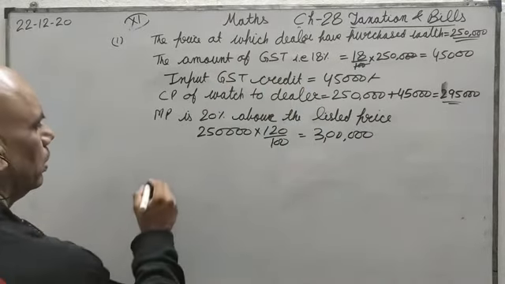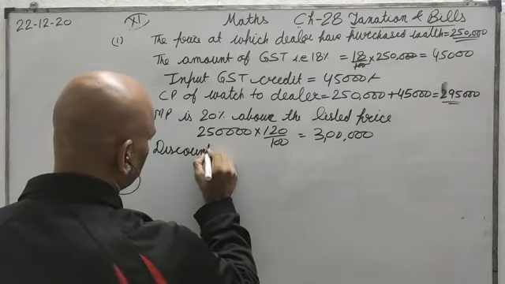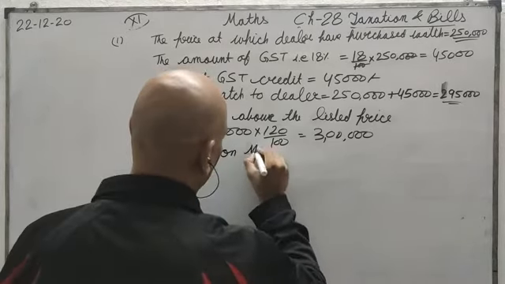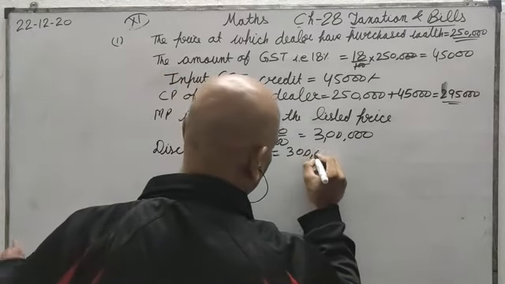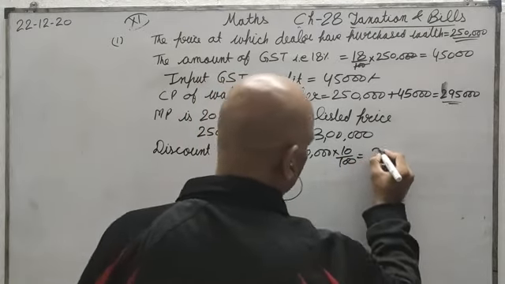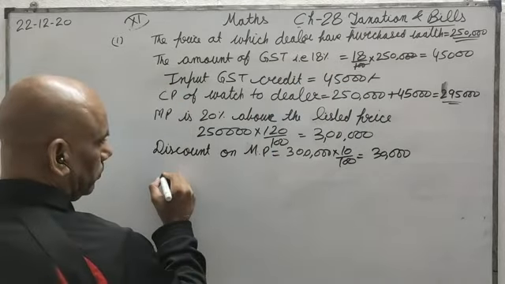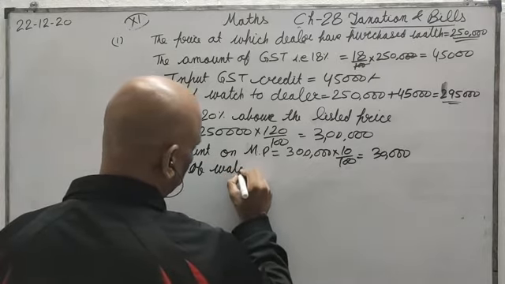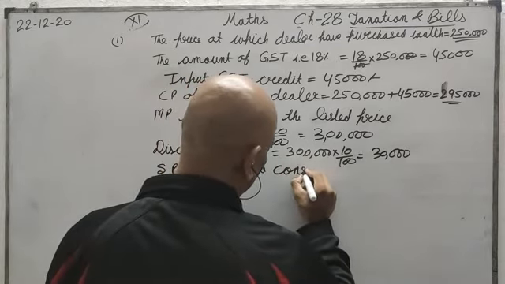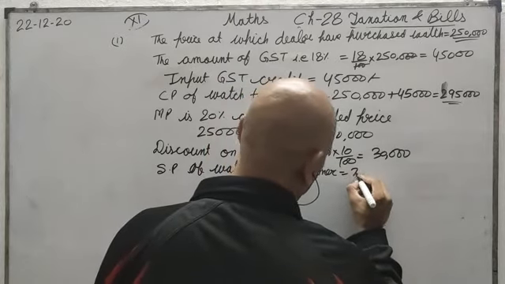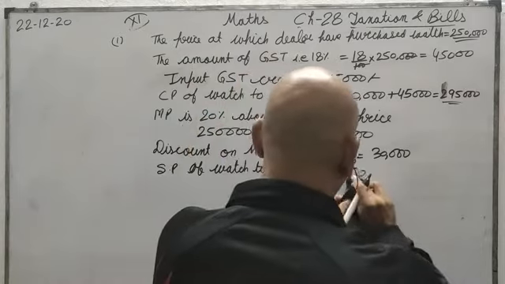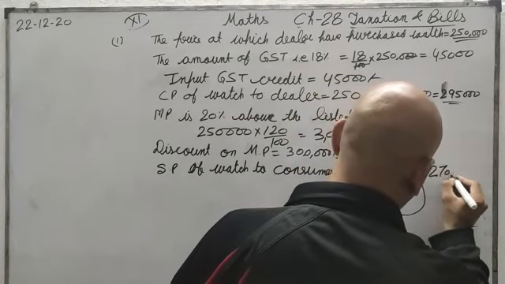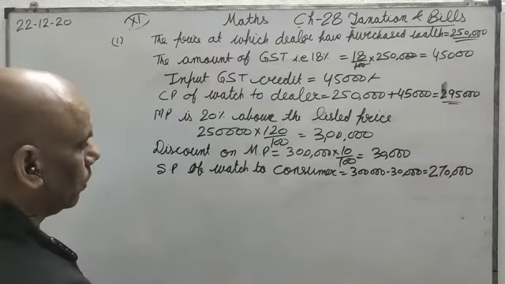So we got 3 lakh will be the marked price, and discount on listed price, discount on marked price, ये तो marked price कर दिया उसने। 3 lakh पर 10% discount, so 30,000 rupees का डिस्काउंट चला गया। अब सेलिंग प्राइस ऑफ वॉच टू कंज्यूमर, 3 lakh minus 30,000, that is 2,70,000। अब इस 2,70,000 पर उसे देना होगा जीएसटी.